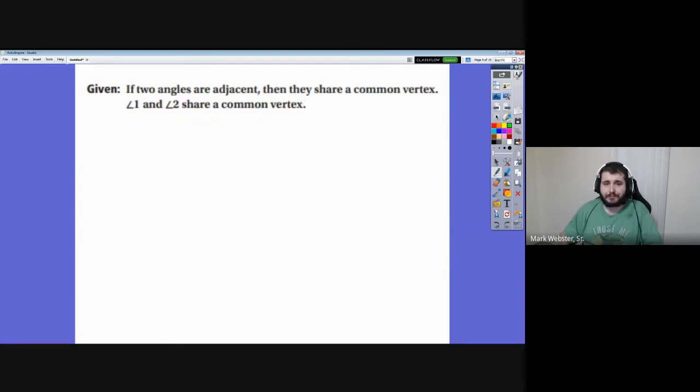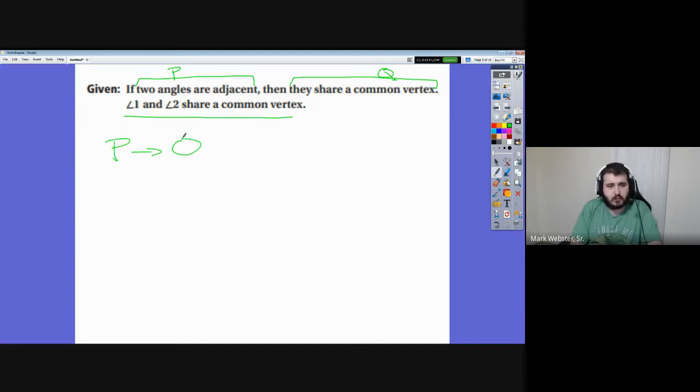So now let's look at situations where it doesn't work. So look, let's label our P, let's label our Q, and then we look at our statement down here. So we have our P implies Q. We have our if P then Q. But what is this part down here? Angle 1 and angle 2 share a common vertex. Is sharing a common vertex a P thing or is it a Q thing? Well, where do we see common vertex, right? It's up in the Q.